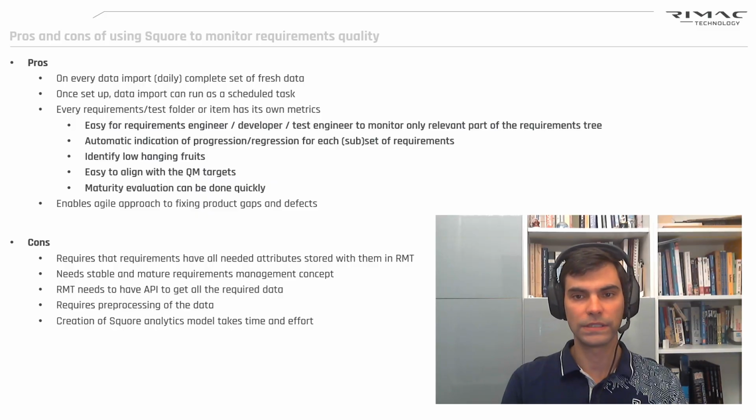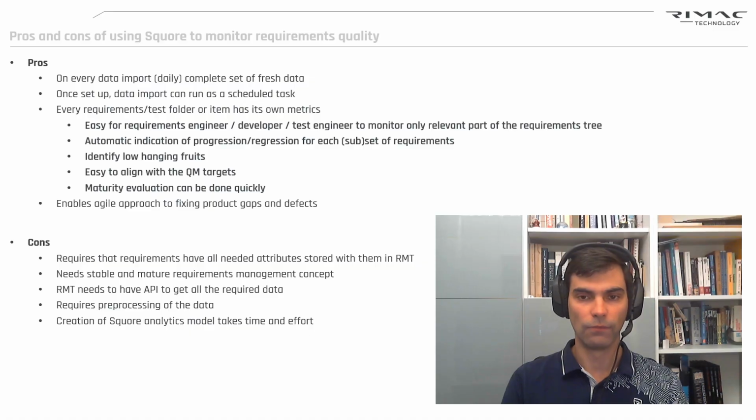So, in conclusion, let's review the pros and cons of using Squore to monitor requirements quality. So, the good things. On every data import, which is basically daily, we get a complete set of fresh data. Once set up, the data input can run as a scheduled task on a server and be completely automated. But most importantly, every requirement or test folder or even an item has its own complete metrics. It is easy for a requirement engineer or developer or test engineer to monitor all the relevant parts of the requirements tree, while on the other side, the PM or QA can easily monitor the whole project.